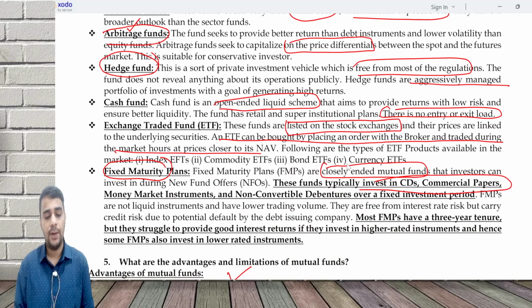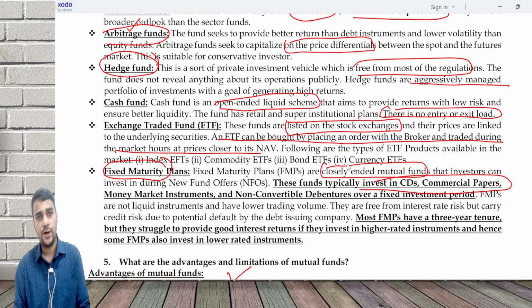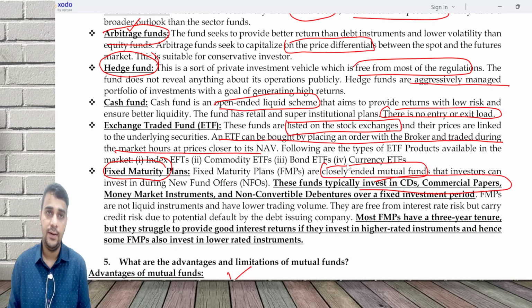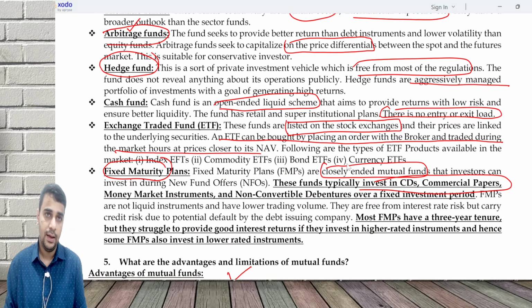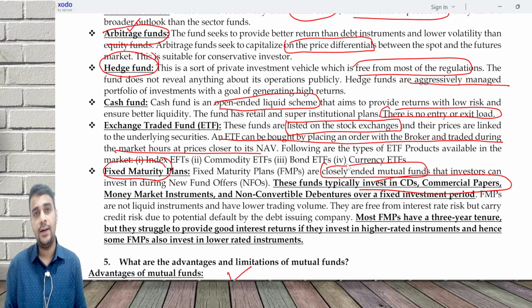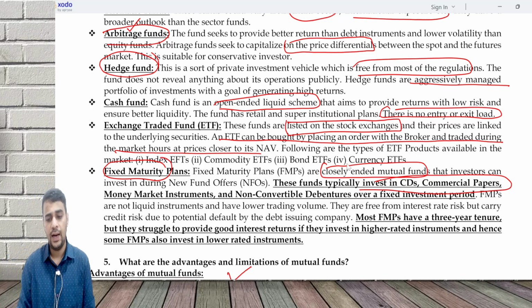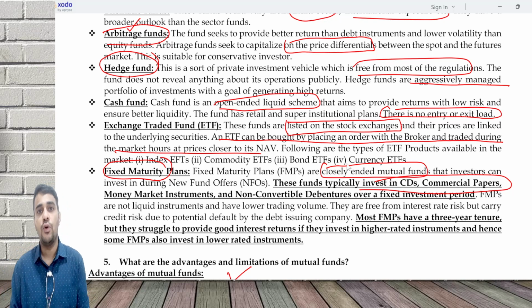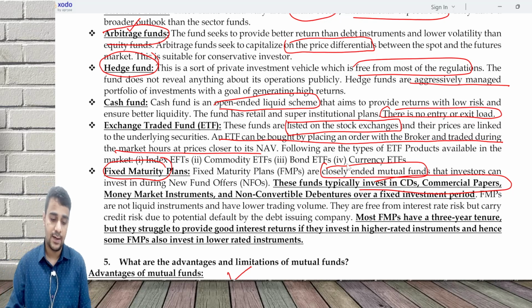Cash fund is like a money market fund. ETFs are those funds which are listed in the stock markets where entry and exit can happen during the day by buying and selling in the market. Fixed maturity plans are basically like a debt instrument which has a fixed maturity, 3-year maturity or a 2-year maturity, and it tries to give you a fixed amount on the maturity. How can it give a fixed amount on the maturity? By investing in safer asset classes.